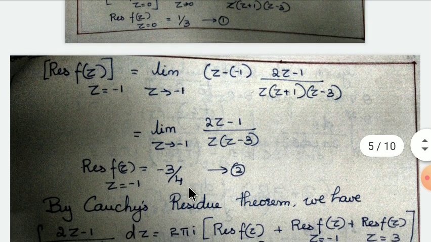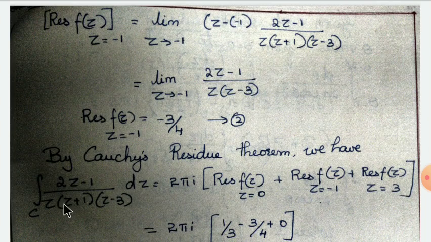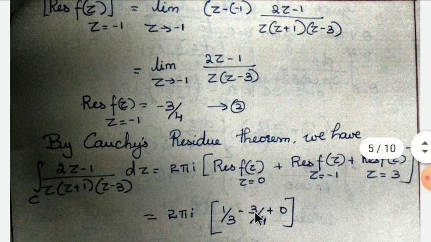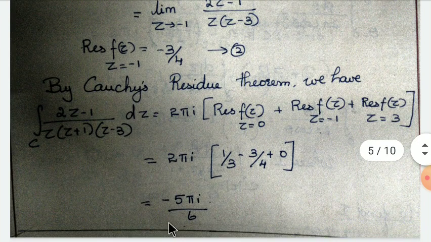So by Cauchy's residue theorem, integral over c of (2z minus 1) by z into (z plus 1) into (z minus 3) dz is equal to 2 pi i into the sum of the residues of f of z at the poles 0, minus 1 and 3. This is outside, so it is simply 0. This is inside, so we found this value 1 by 3. This is minus 3 by 4. This is outside, so 0. To simplify this, we get the answer minus 5 pi i by 6. Got it?